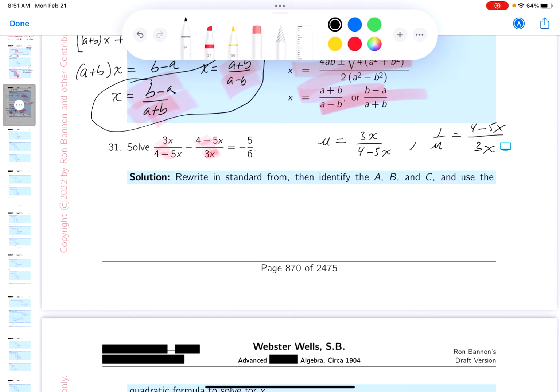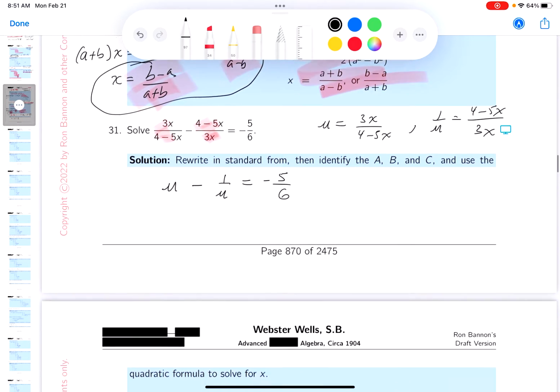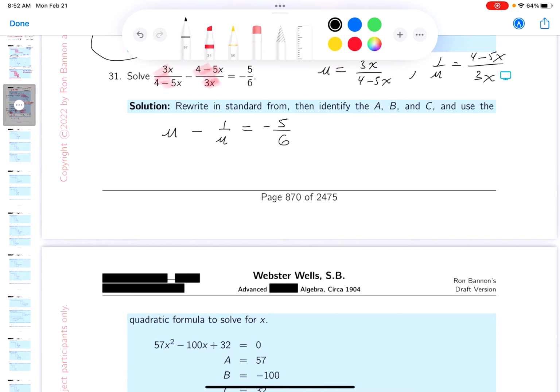And I see those. What do I see? I see u. That's the 3x divided by 4 minus 5x. And I see the other one, which is 1 over u. Now, by the way, this makes it easier for me, but this may make it a nightmare for other people. Now, what I would do is I would multiply both sides by 6u now. Let's go through that. That's the LCD, by the way.